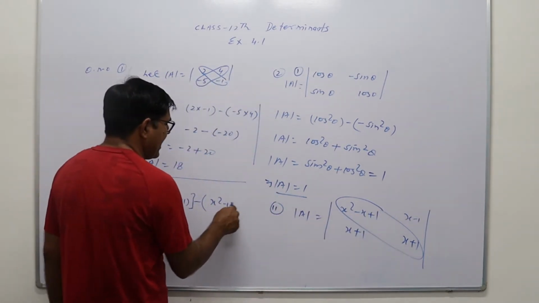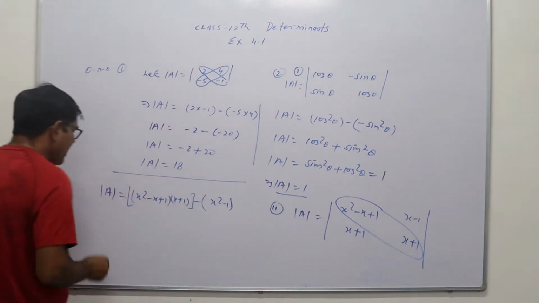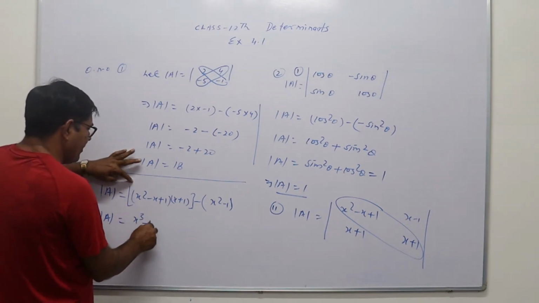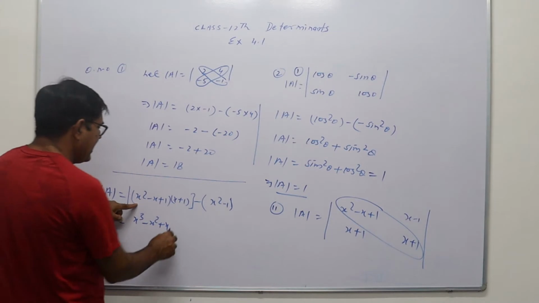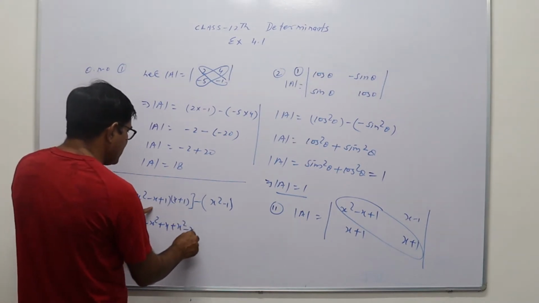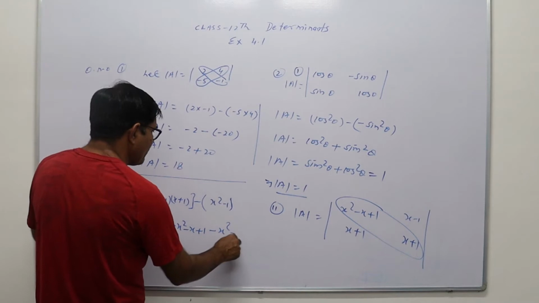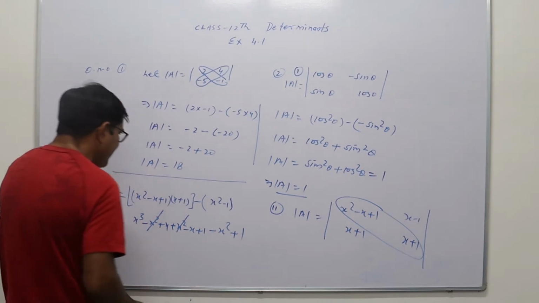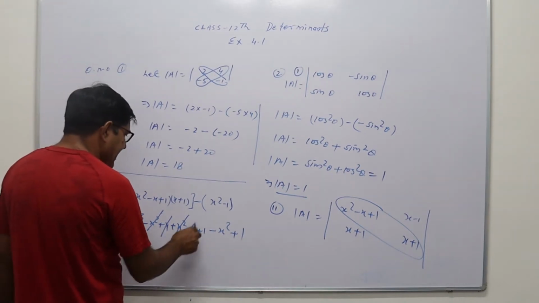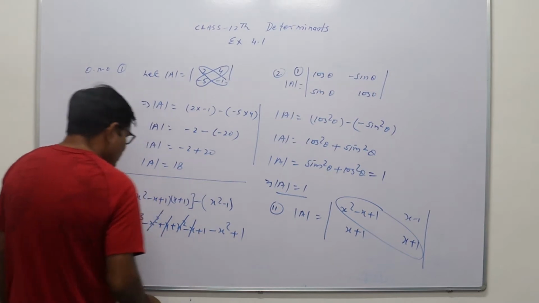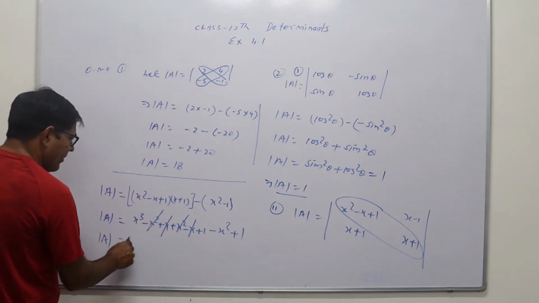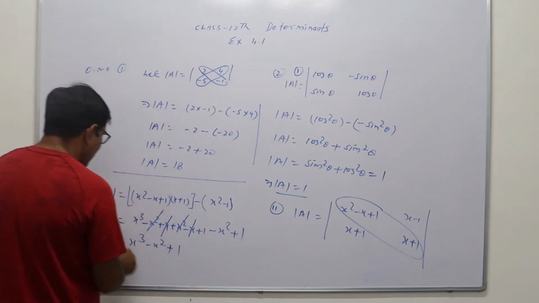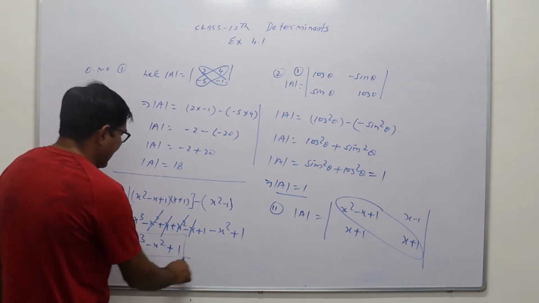It will be x square minus 1. Now determinant E will be equal to x into this. So x cube minus x square plus x, plus x square minus x plus 1, minus x square plus 1. This x square will be cancelled out by this x square. Then this plus x will be cancelled out by this minus x. So determinant E will be equal to x cube minus x square plus 1. So this is the determinant E.